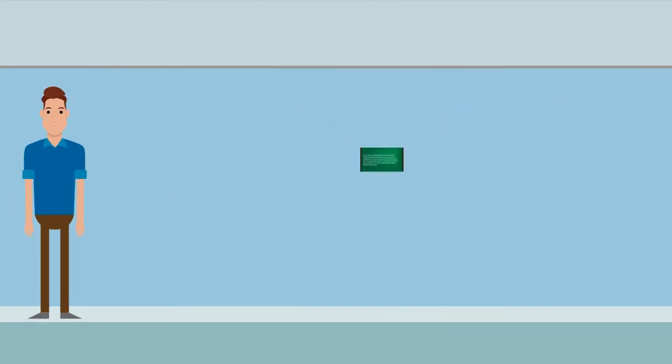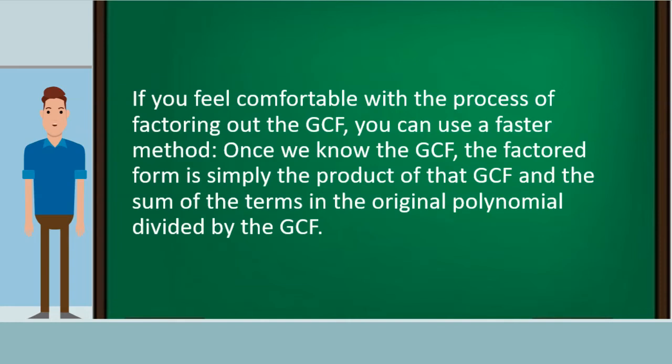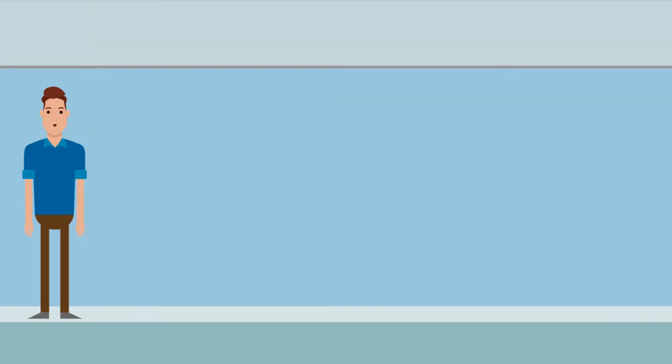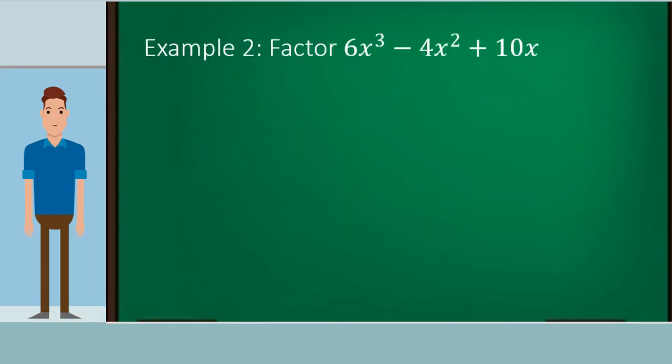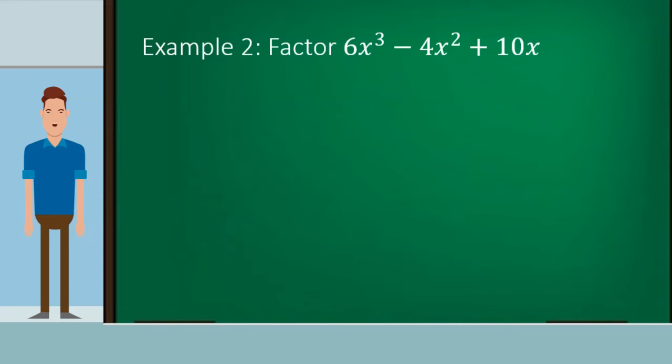If you feel comfortable with the process of factoring out the GCF, you can use a faster method. Once we know the GCF, the factored form is simply the product of that GCF and the sum of the terms in the original polynomial divided by the GCF. See for example, how we use another method in factoring 6x^3 minus 4x^2 plus 10x.